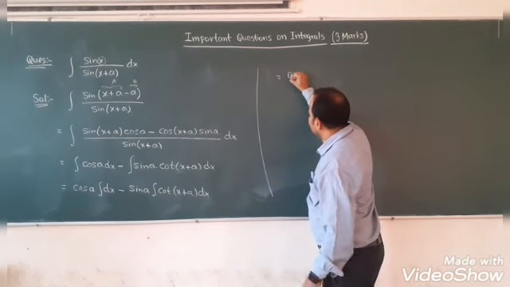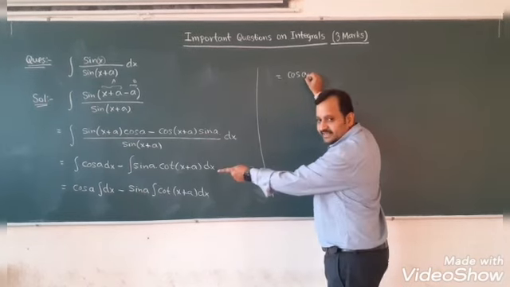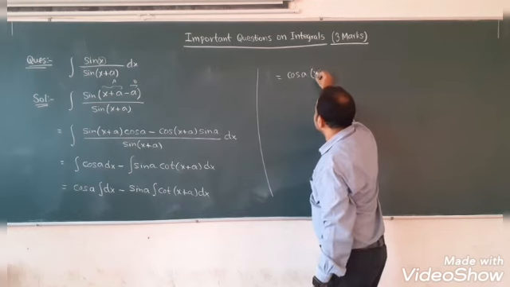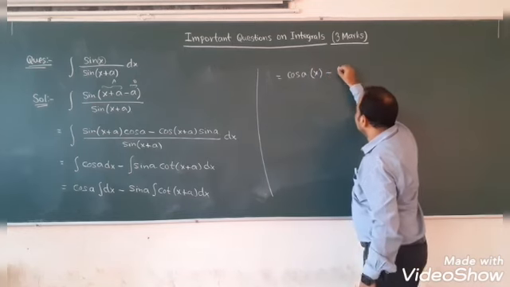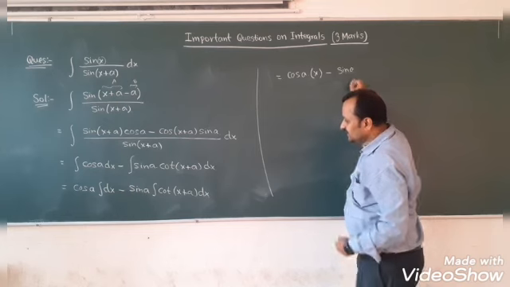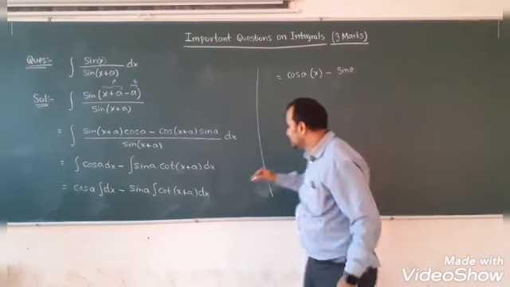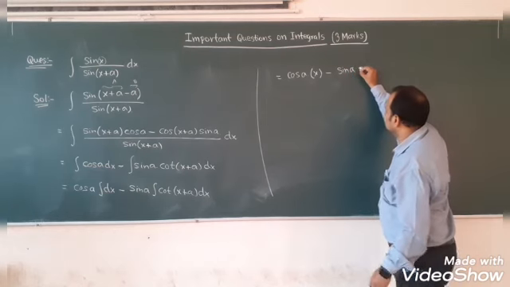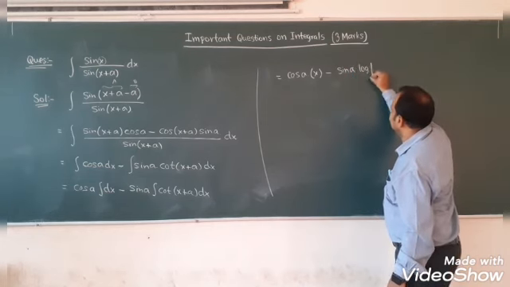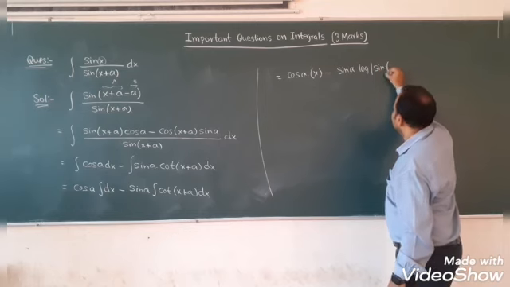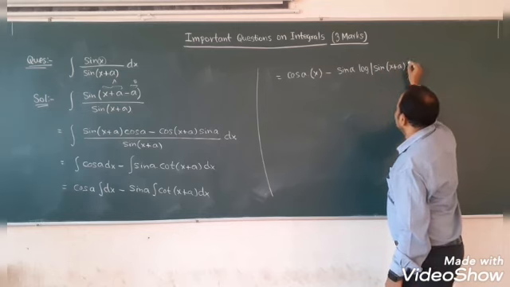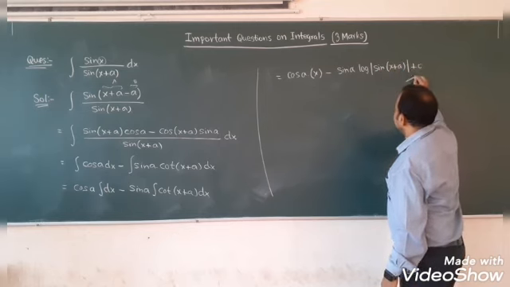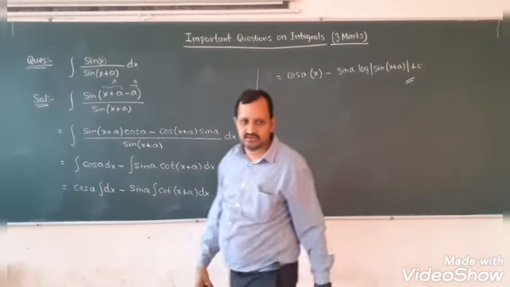Now integrate. So finally we can say cos a times the integral of dx, which is x, minus sin a times the integral of cot x. What is the integral of cot x? Log of mod of sin x. So here I can say log of mod of sin of x plus a, plus C. So this is the required result.